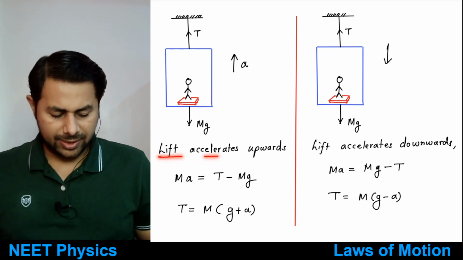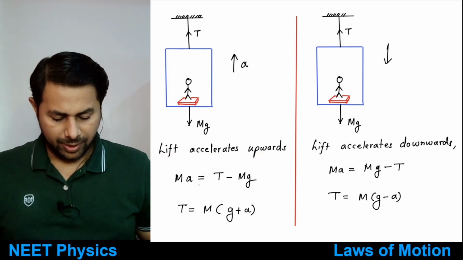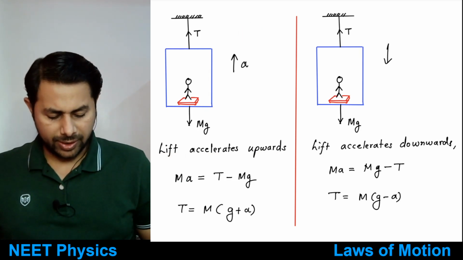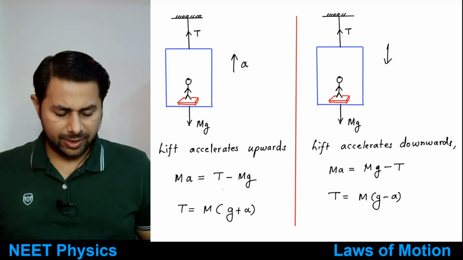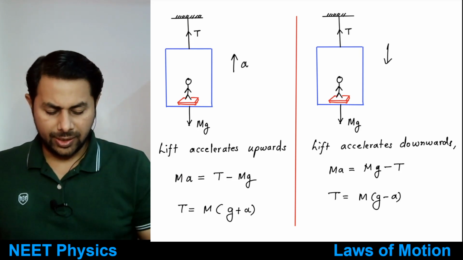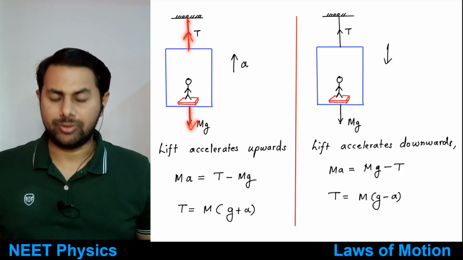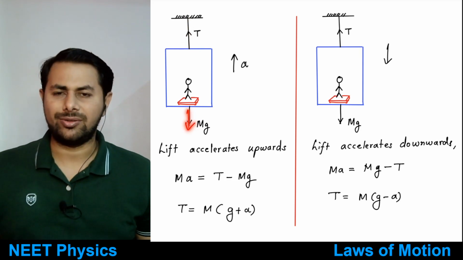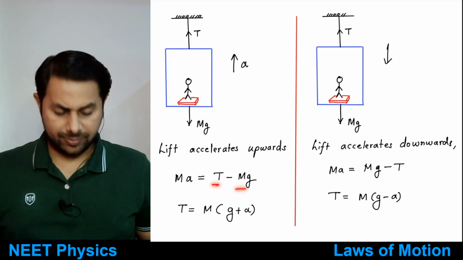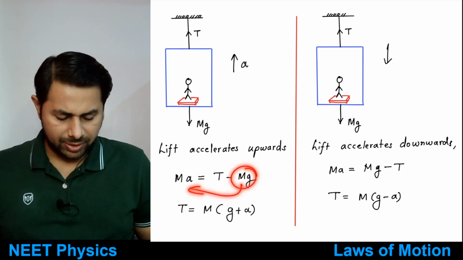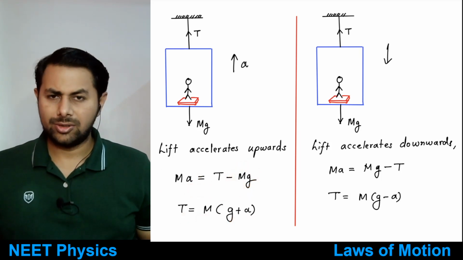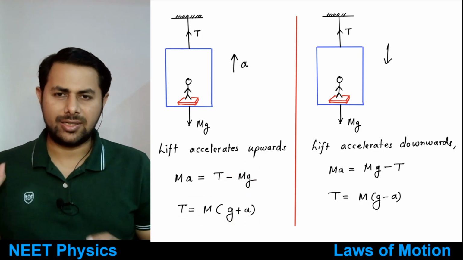So the lift accelerates upwards. The total mass is m, so the net force is equal to m multiplied by a. So ma is equal to T minus mg, because tension would be greater. Since acceleration is upwards, the upward force must be greater than the downward force. So mass times acceleration is equal to T minus mg, and therefore you can take mg on this side, so T is equal to m into (g plus a). So tension would be greater if the system is accelerating upwards.